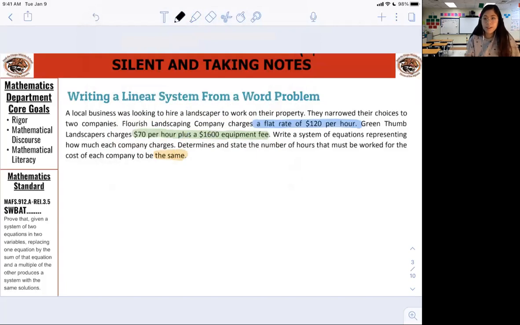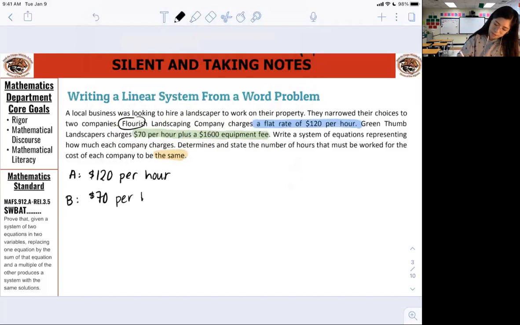Okay, so for this, if I was taking a test and this is the problem on my test, I would write down the following. I would write down company A, which is this Flourish one. So company A is $120 per hour. Company B is $70 per hour plus 1,600. And that's exactly what I would have on my piece of paper. On my notebook, whatever you're writing right now, this is what you can write. And then from there, we'll solve it. We'll write the equations and then we'll solve them.